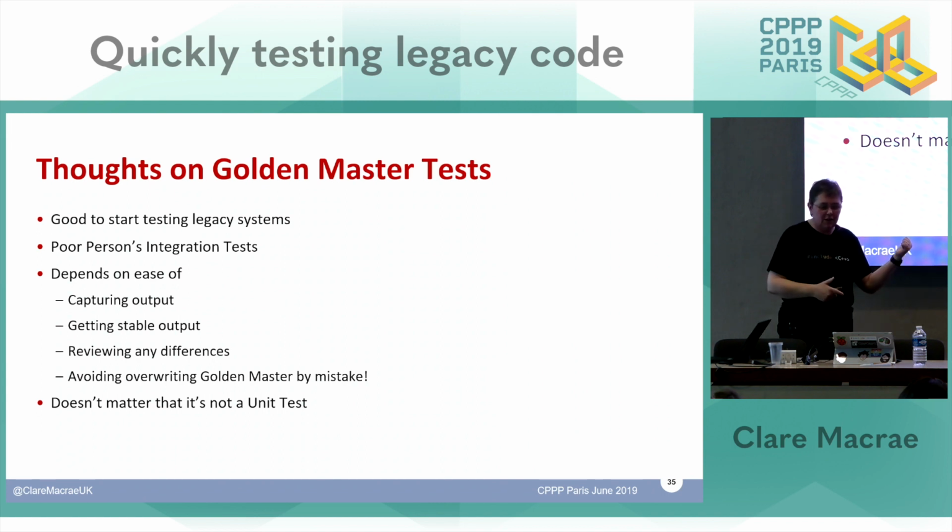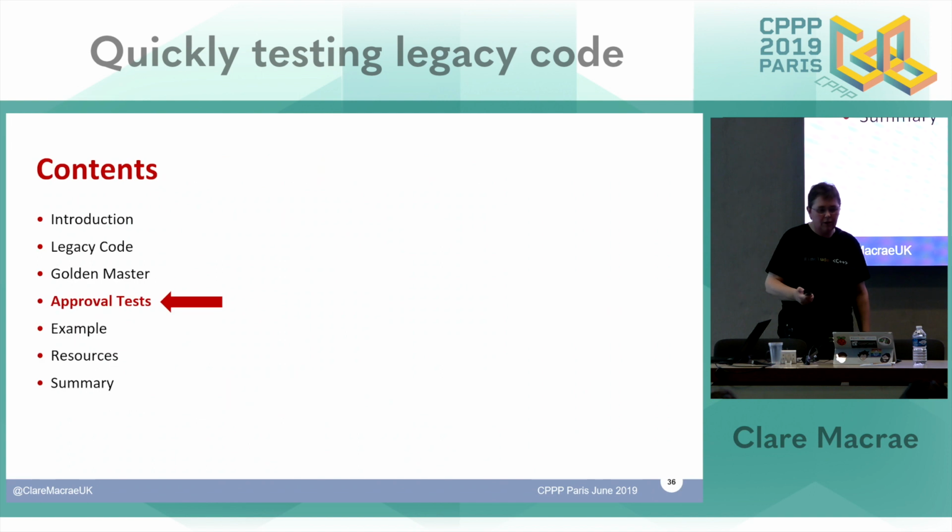And the way that we set up to overwrite, when we wanted the output to change and we wanted to overwrite the master, you had to edit the source code to say now overwrite the expected file, and if that was forgotten and committed, then every future test would update the expected output.